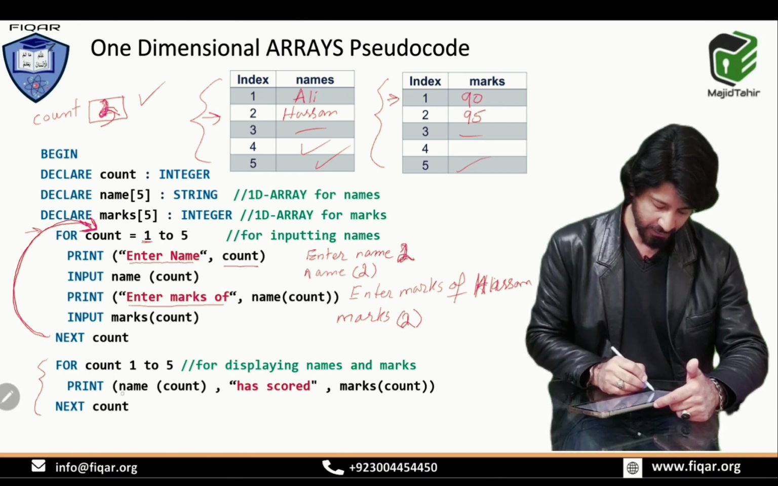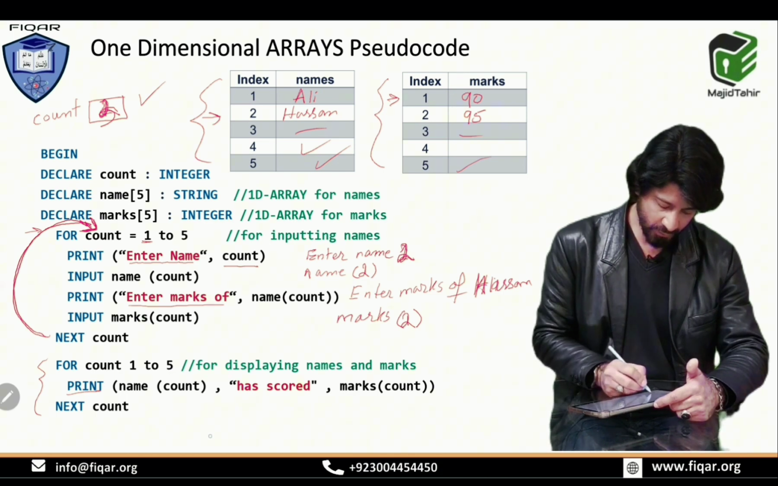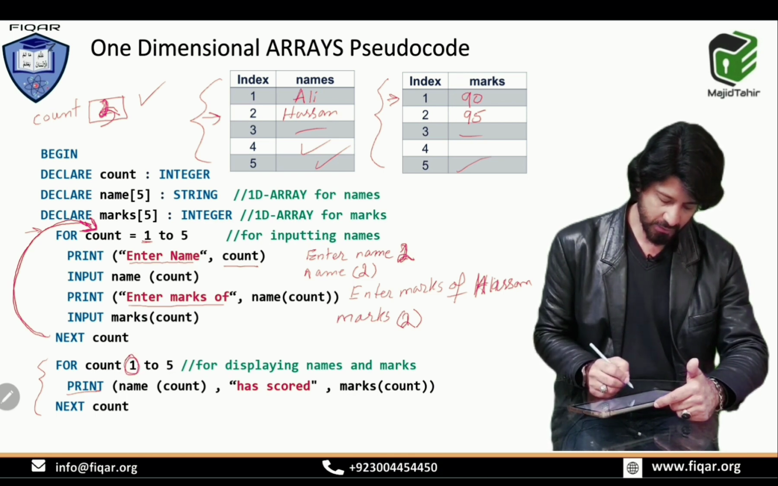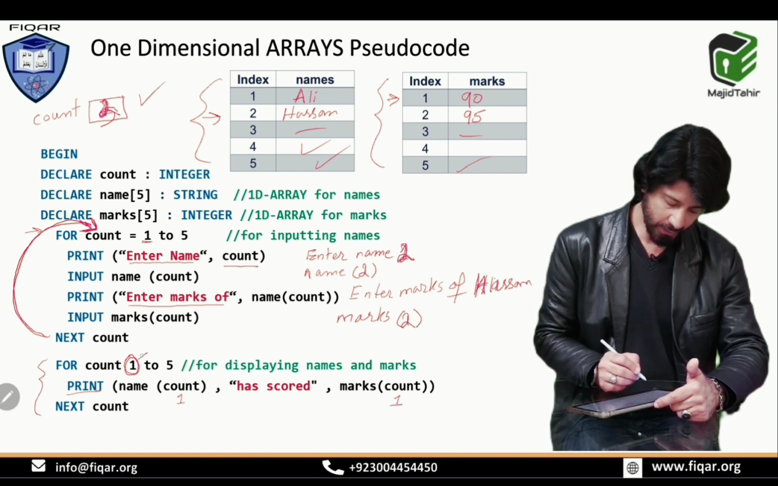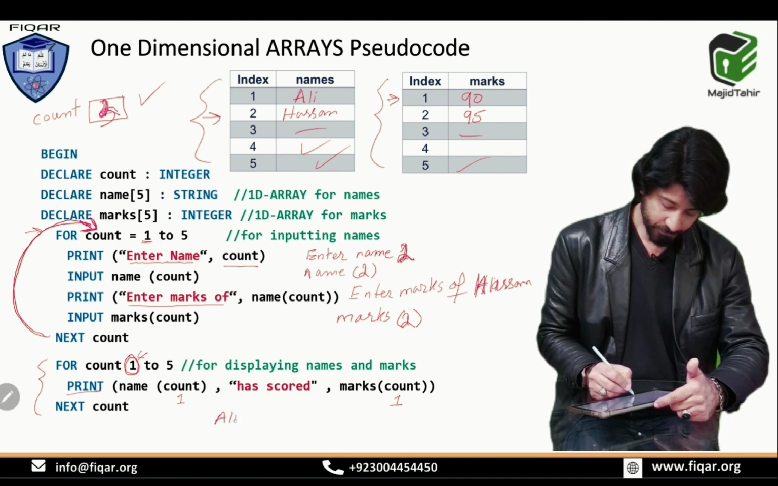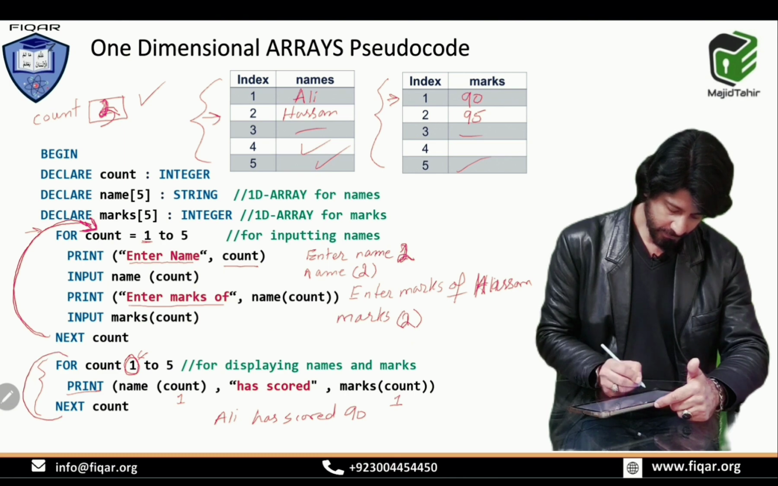Print is the output command. It says name count. Initially the loop is at 1, so name count means name 1, and name 1 basically has scored marks 1. So this is when we are actually in 1. It'll say Ali has scored 90. Loop goes back, count becomes 2.